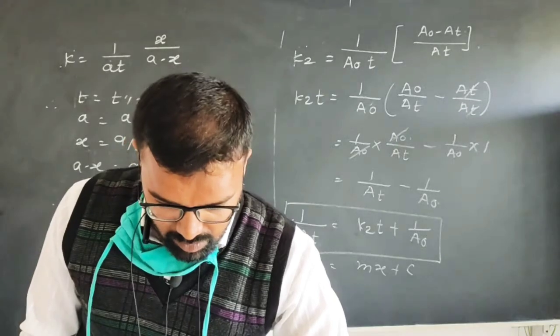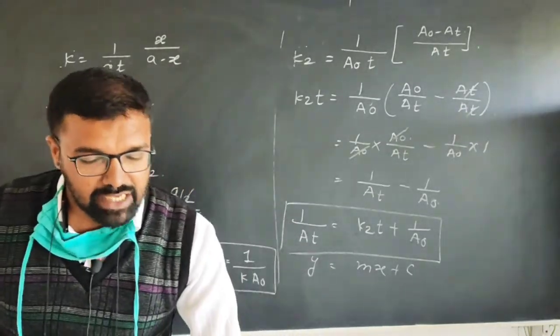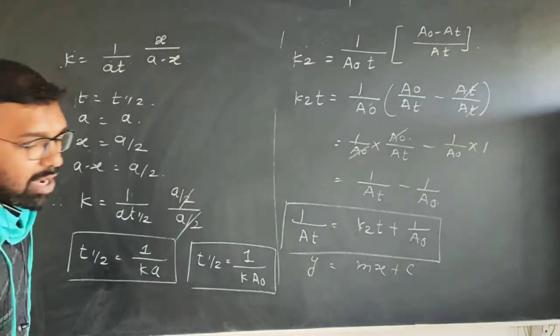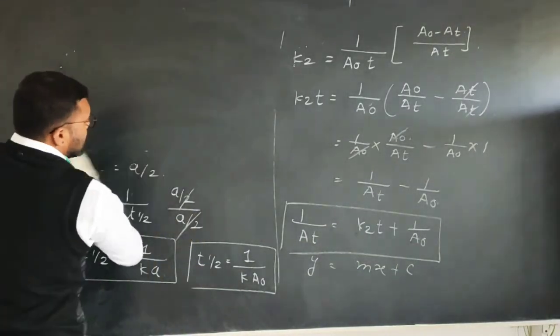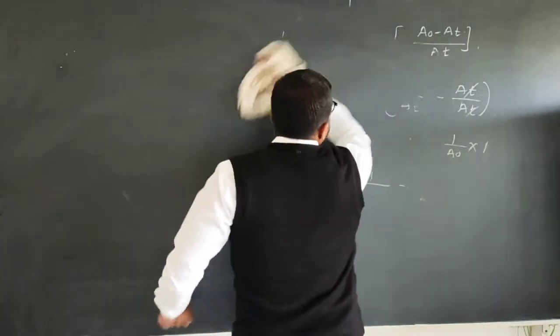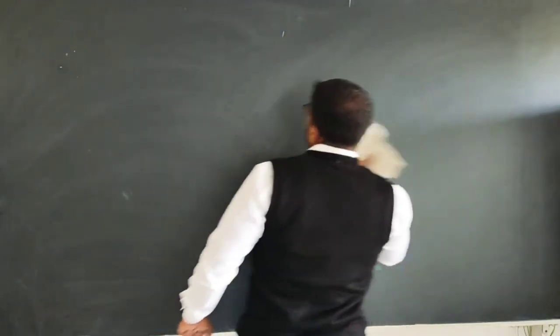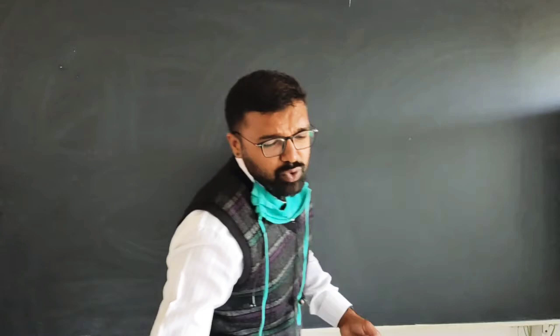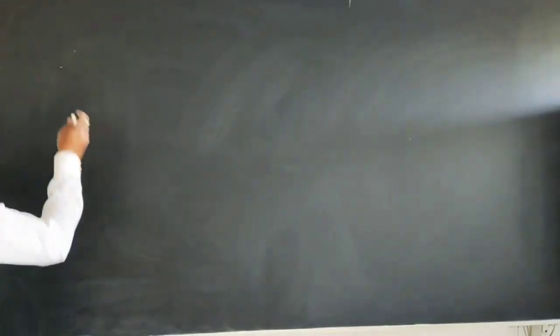This is about the second order reaction for equal initial concentration. Now case second. If you consider case second, that is unequal reactants, or different concentrations of reactant present. That means two different kinds of reactant are involved in the reaction.